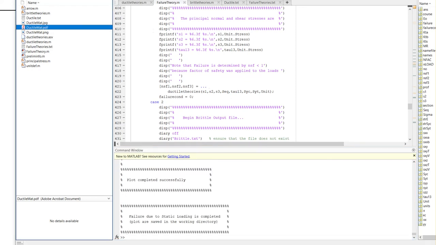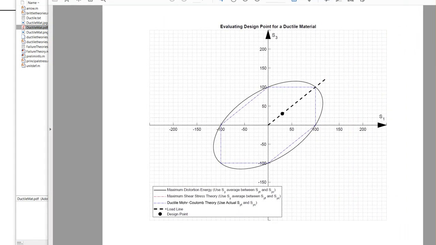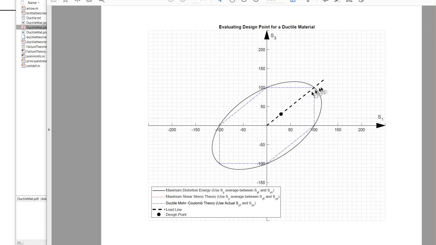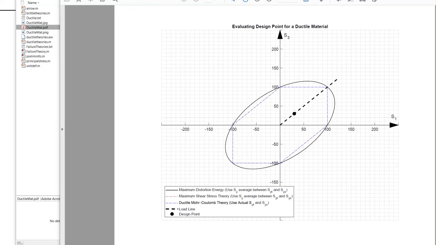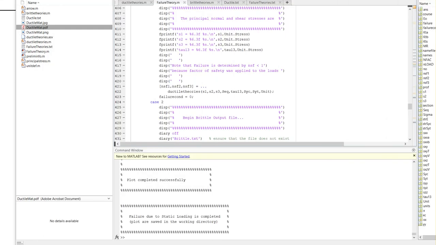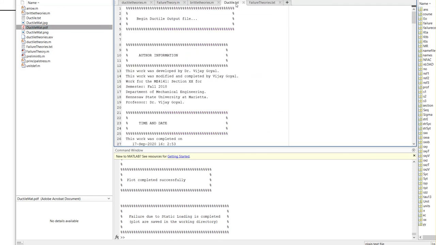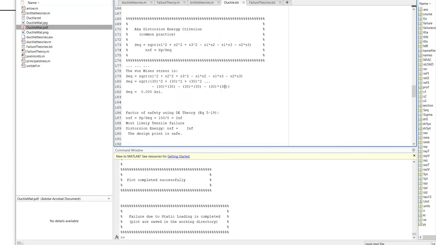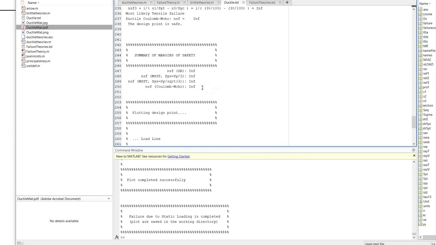And let's see what the plot looks like. You can see the plot is actually along this line, so that means it's a tension. Okay, so if it's going to fail, it's most likely going to fail due to tension. This is a tension failure. This line is shear failure. When you run this code again, you can see that these are all infinite. So therefore, your problem is safe. So this concludes example number 1.